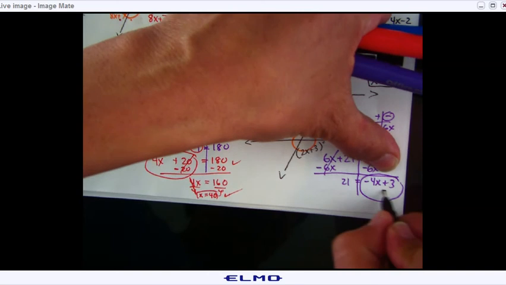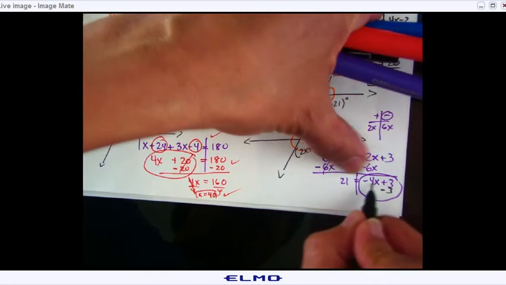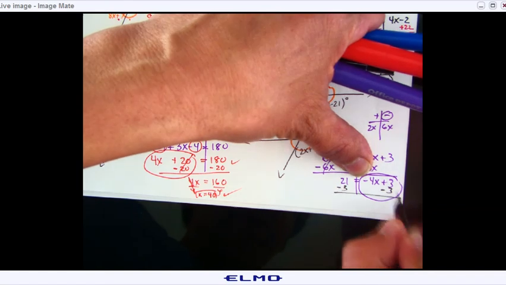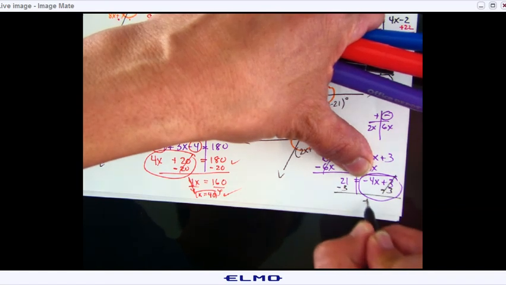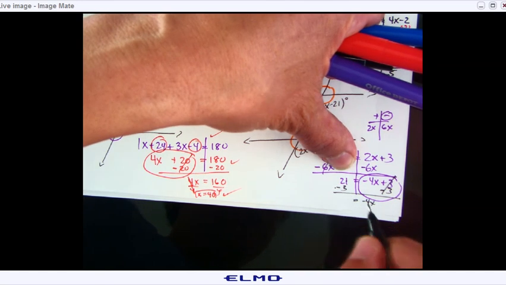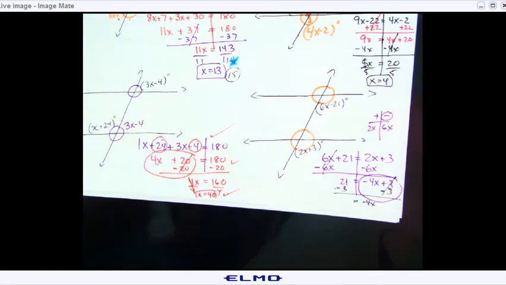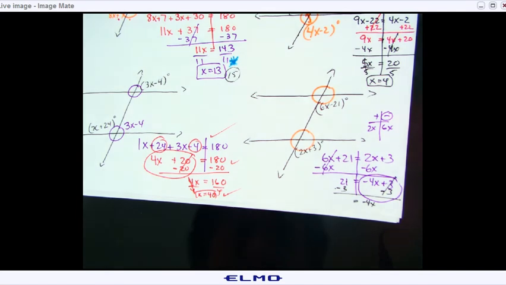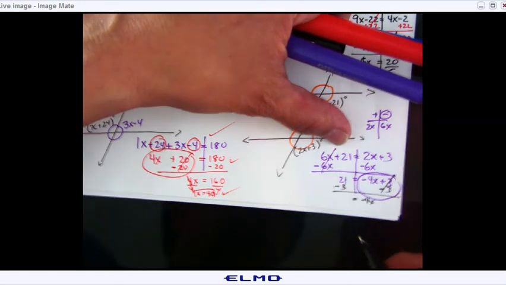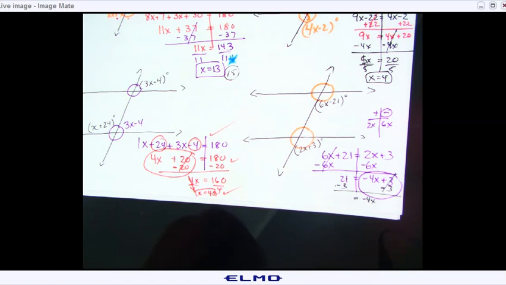So be careful with that. This is where you guys got confused. You put a positive 4x. Take away 3. So it's negative 4x equals 21 take away 3 is what? 18. Wait, did I do something wrong? Hold on. What did I do wrong? Let me pause it.